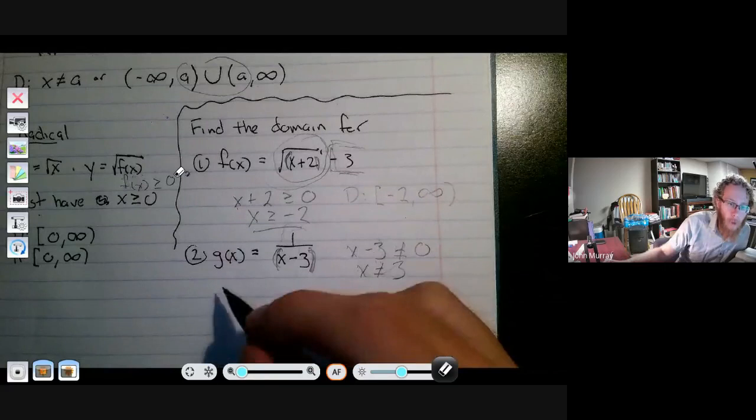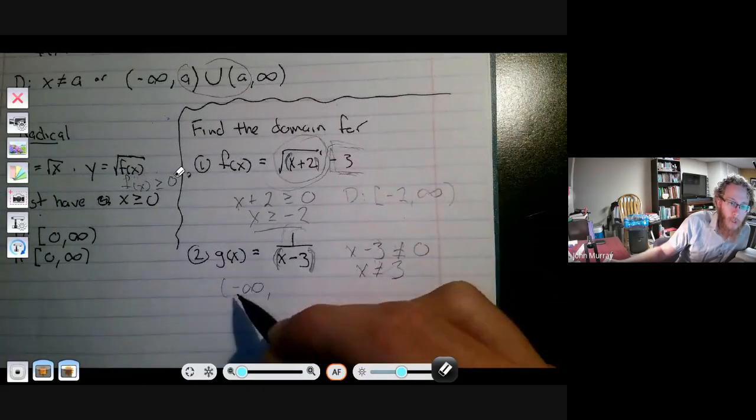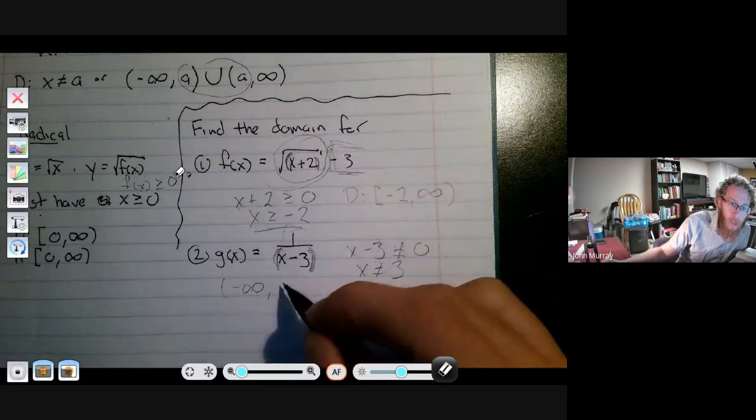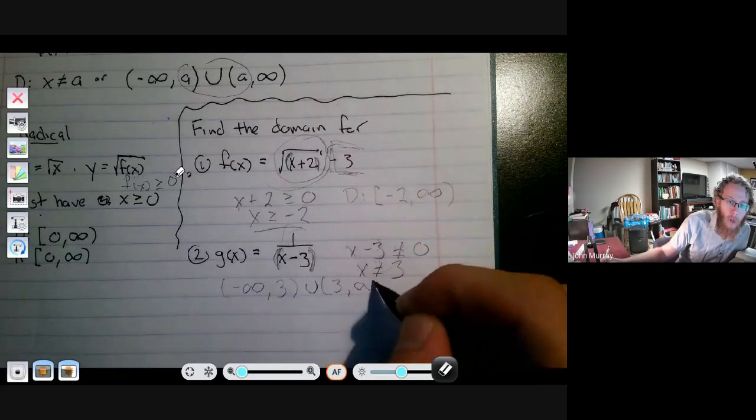All right, and again, if I wanted to write that in interval notation, we'd start at -infinity. We'd go to 3. And then we'd start up again at 3 and go to positive infinity.